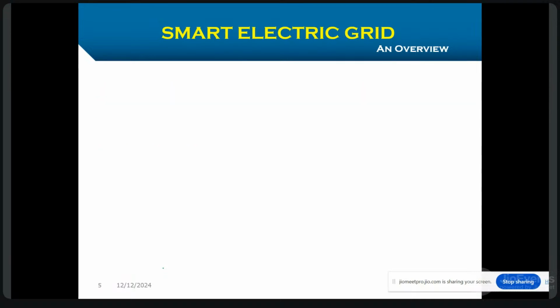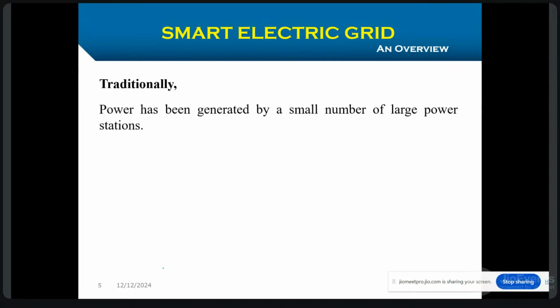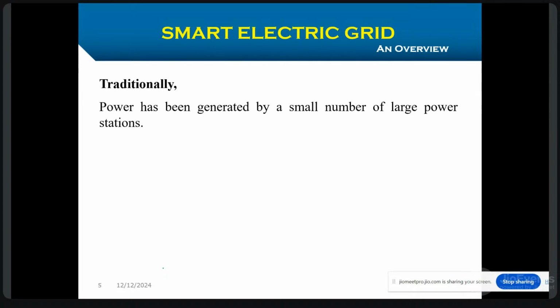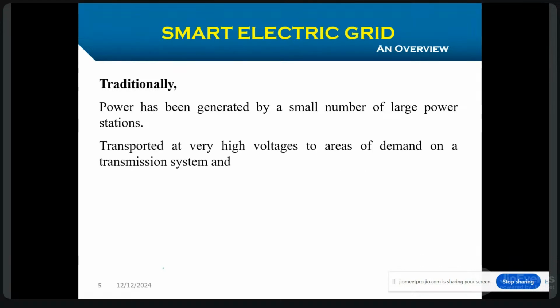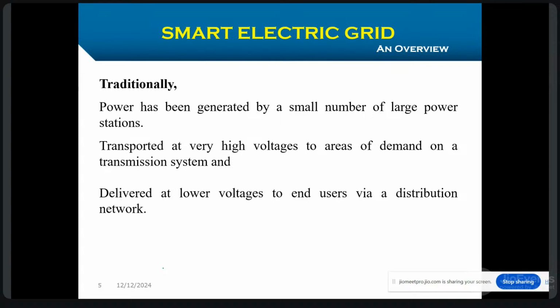All right. So that is what the smart grid is. In traditional grids, we know that the power has been generated by a small number of large power stations. So the number of generating stations is small, but their capacities are large. This electricity is transmitted at high voltages over the transmission lines to the loads. At the load point or at the distribution point, we step it down and supply it through the distribution network to the loads.